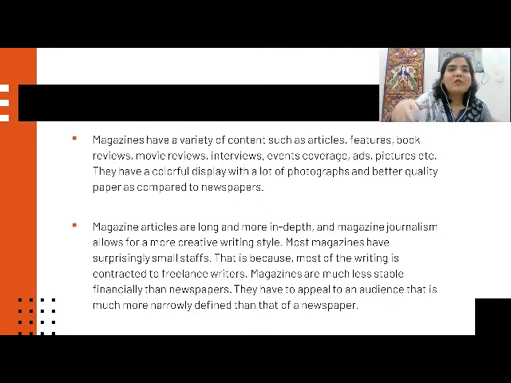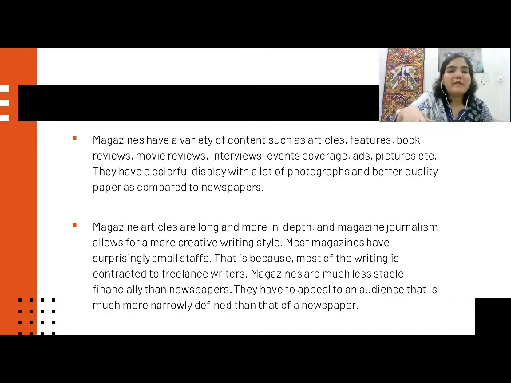But what if we want to read writing which is more creative in nature, which is more narrative in nature, and which might not be bound by those five Ws, etc.? So those are the kind of content that you will find in a magazine.